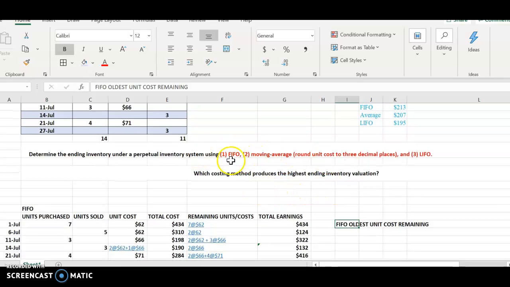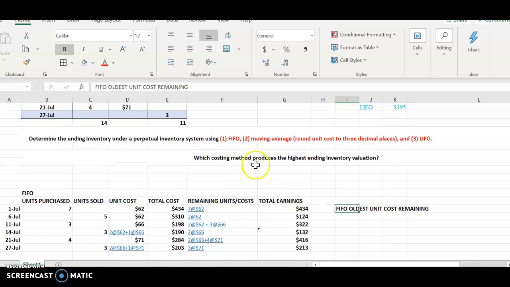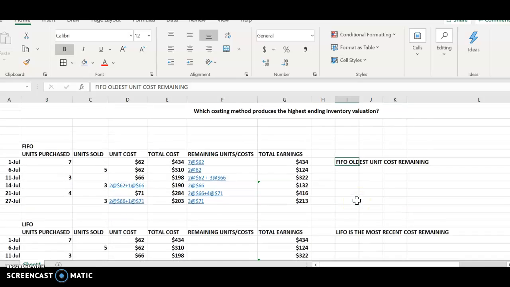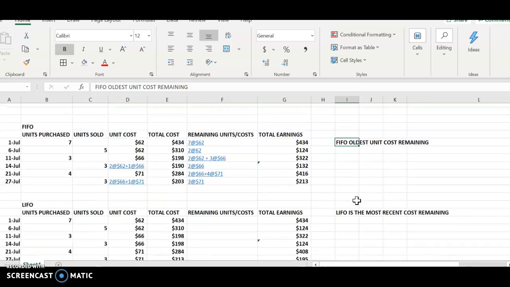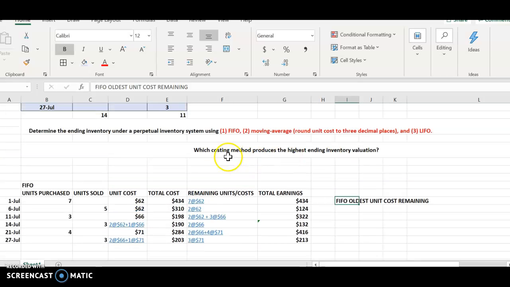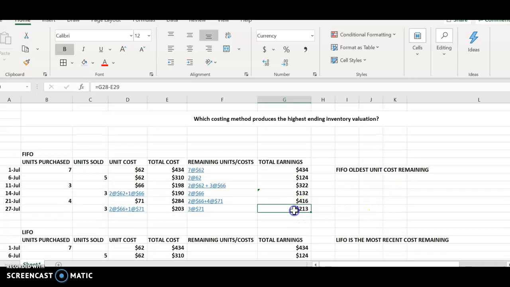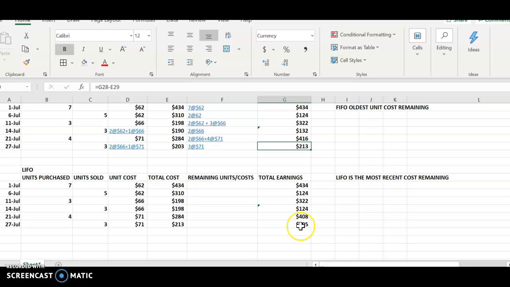But if we use these two, LIFO and FIFO, which costing method produces the highest ending inventory valuation? Well, in this case it will be FIFO. FIFO would produce the highest ending inventory valuation because it's 213 and LIFO is 195.